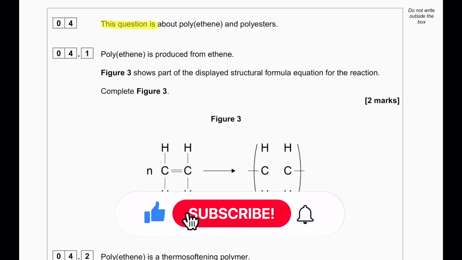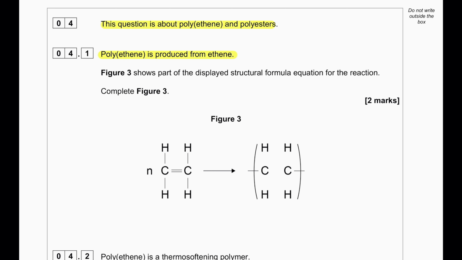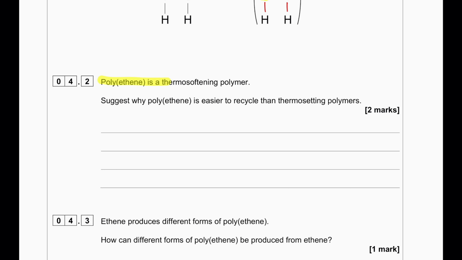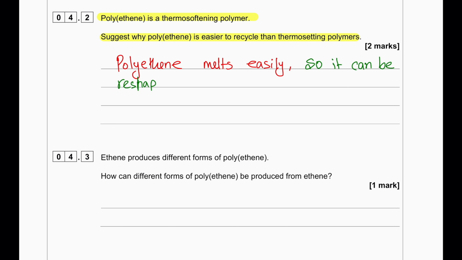This question is about polyethylene and polyesters. Polyethylene is produced from ethene, and figure 3 shows the displayed formula equation for the reaction. We can see C=C double bond, and turning into polymer, polyethylene will have C-C single bond, and we will re-establish the bond between hydrogens. Polyethylene is a thermosoftening polymer. Suggest why polyethylene is easier to recycle than thermosetting polymers. Thermosoftening polymers such as polyethylene melt, so we can melt it to reshape it into new products.